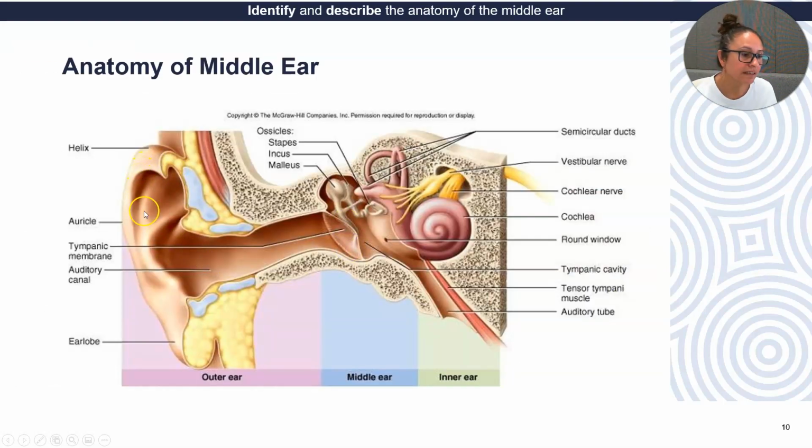Okay, so we looked at the outer ear. We know about the eardrum, and we know that the 3 bones are collectively called ossicles. Stapes, incus, and malleus. Stapes, incus, and malleus. See? 3 little bones. They're super cute.